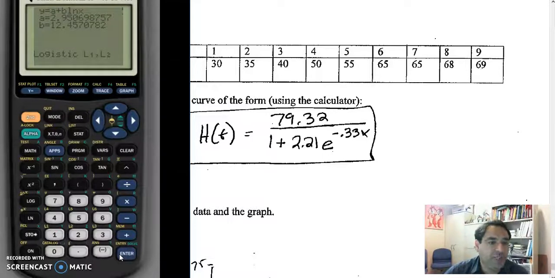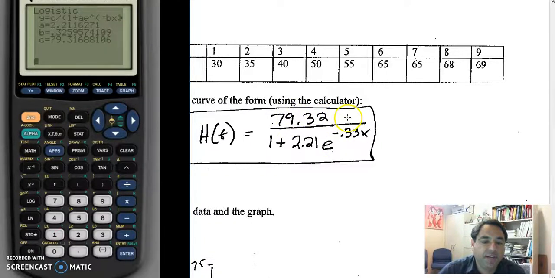So it gives you the formula, and it tells you what the letters are, but make sure you write it down. So when it comes up, it's going to give you that it levels off. Remember that top number is where it levels off, is 79.32. So C is 79.32 divided by 1 plus A, 2.21, e, there's that e we talked about, raised to the negative B, 0.326x. So write it down first.